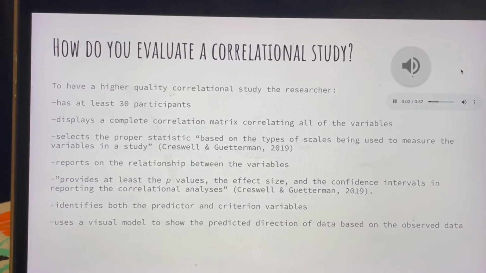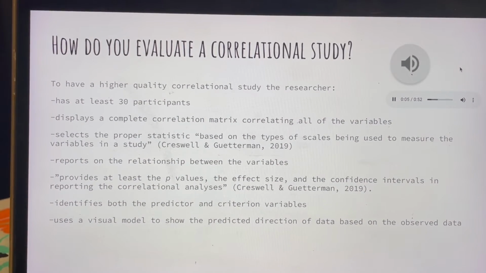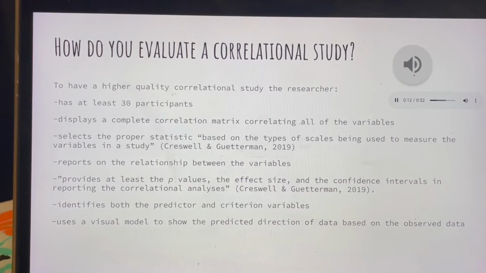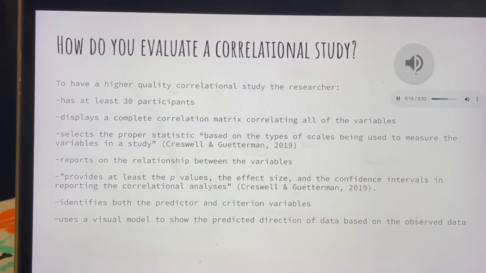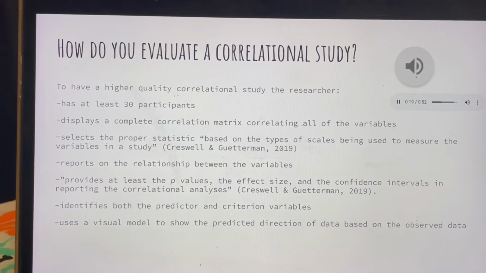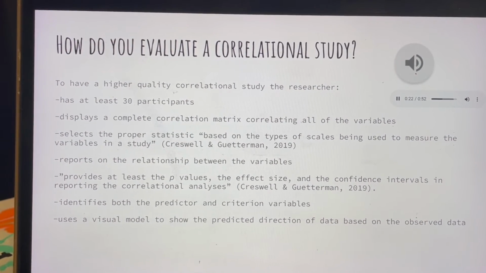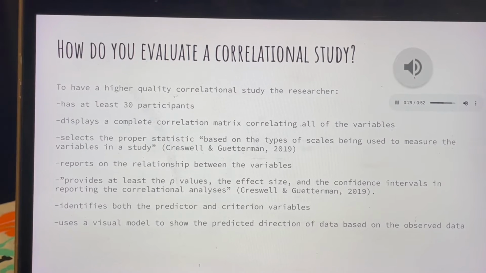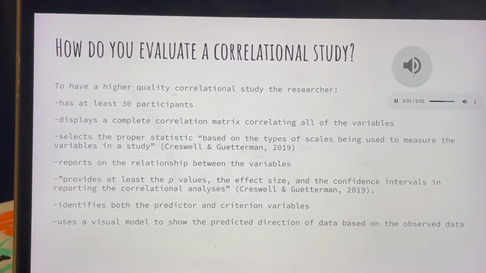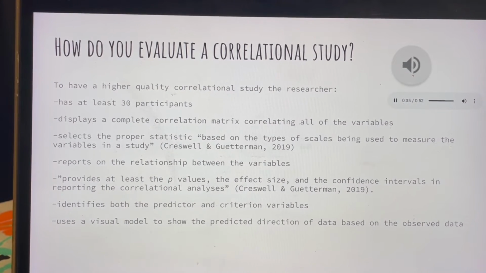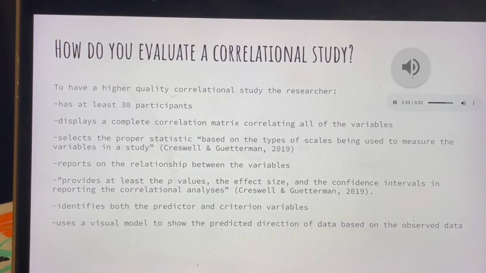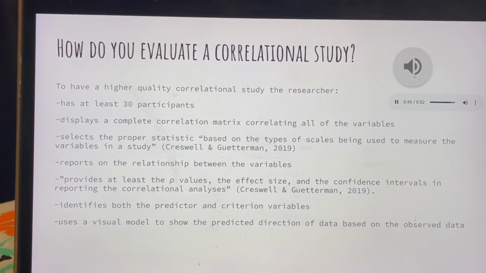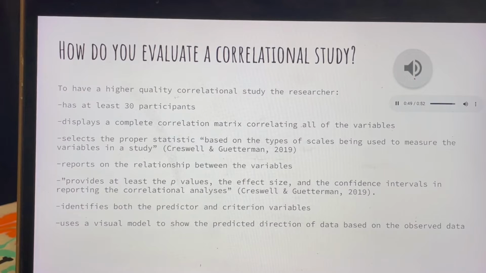How do you evaluate a correlational study? To have a higher quality correlational study, the researcher has at least 30 participants, displays a complete correlation matrix correlating all of the variables, selects the proper statistic based on the types of scales used to measure the variables in the study, reports on the relationship between the variables, provides at least the p-values, the effect size, and the confidence intervals in reporting the correlational analyses, identifies both the predictor and criterion variables, and uses a visual model to show the predicted direction of data based on the observed data.